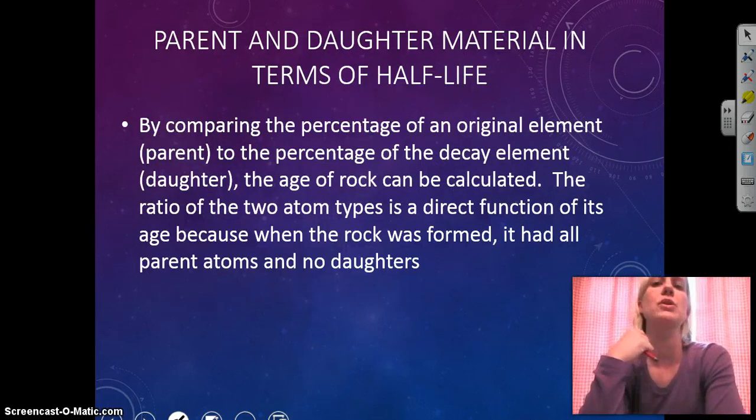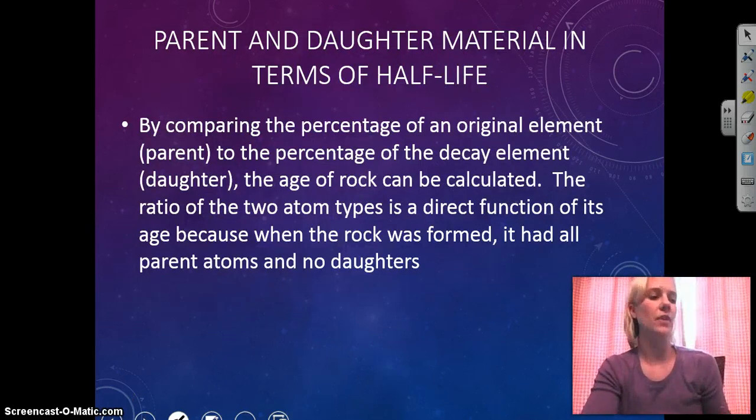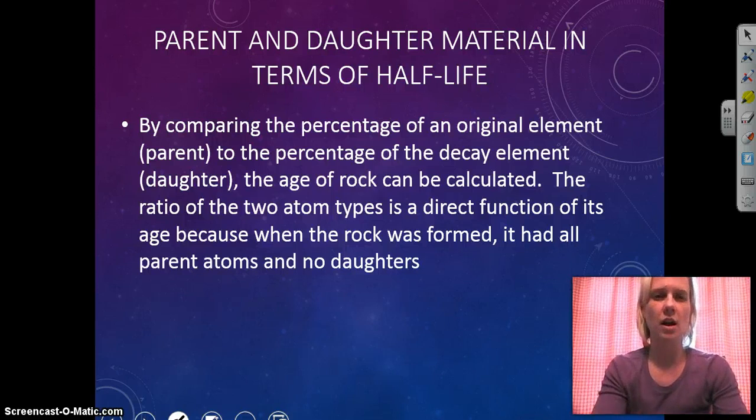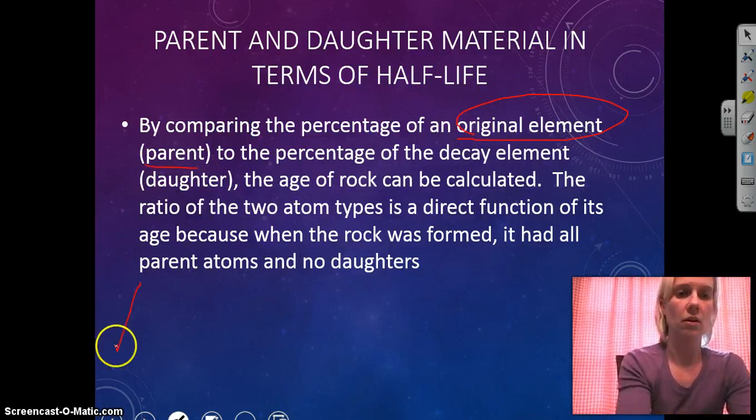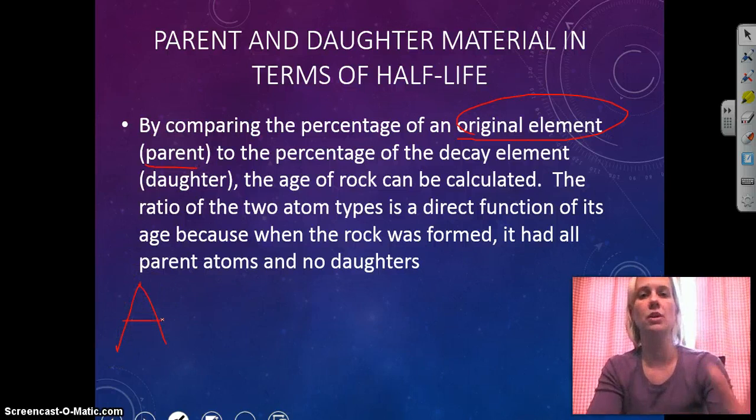Parent and daughter material in terms of half-life. So this is something that I don't want to be confusing. It's kind of easy to think about. But we have parent material and daughter material. Parent material is the original element. Okay, parent material is the original element. So I start off with element A. That's the parent material.